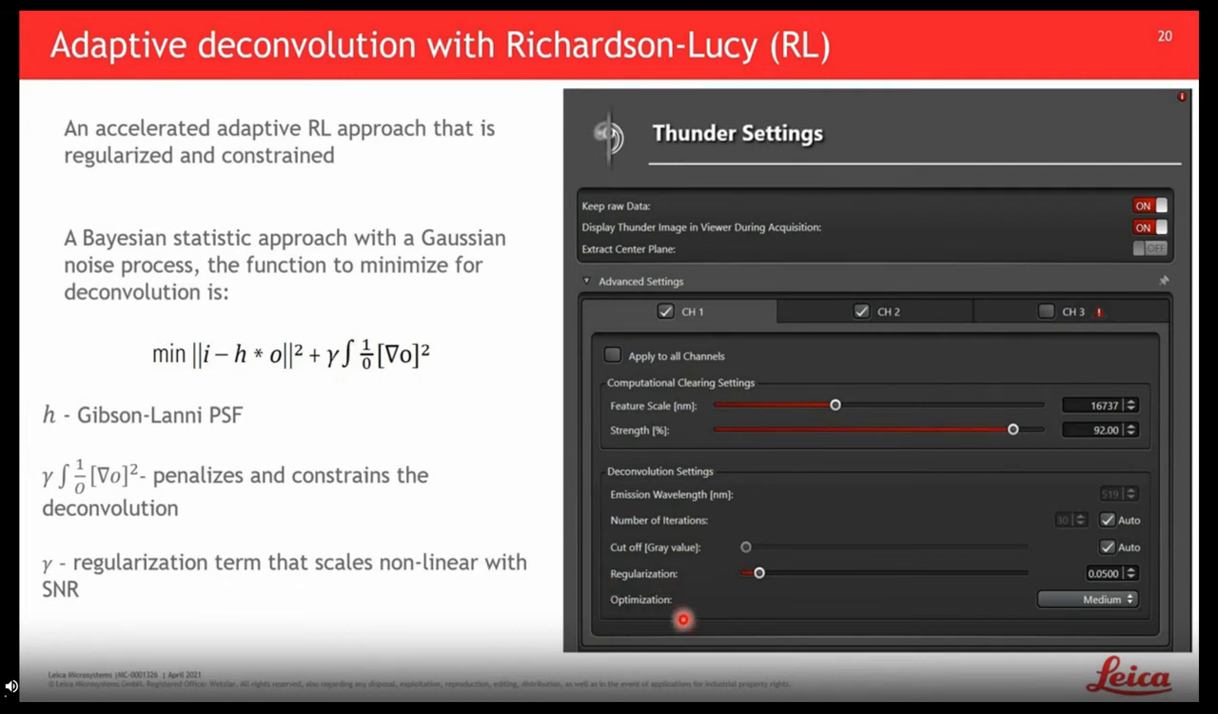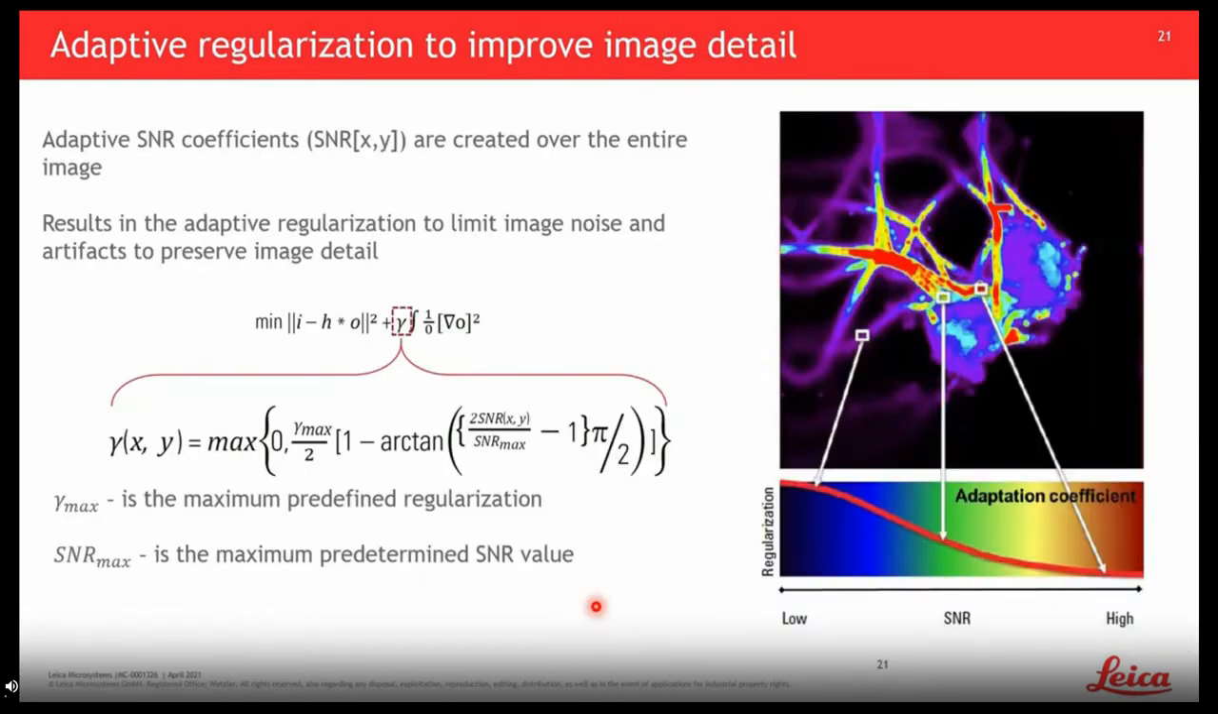We also have an optimization feature, which is a list of Gaussian blurs with different kernel radii that is applied to the image prior to deconvolution. And this Gaussian blur functions as a way to frequency filter your dataset, where Gaussian blur acts as a low-pass frequency filter. As mentioned, adaptive SNR coefficients are created over the entire image. This results in the adaptive regularization to limit image noise and artifacts to preserve image detail.